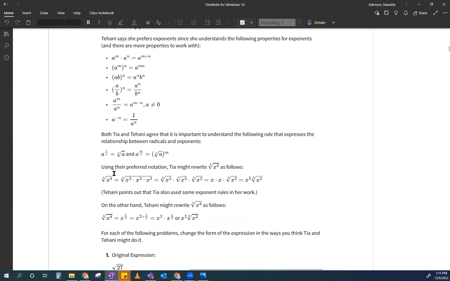Okay. So the next part, it says, using their preferred notation, Tia might write the cube root of x to the eighth as follows. She'll say the cube root of x to the eighth is equal to the cube root of x cubed times x squared. Ms. Johnson, where'd she get x cubed, x squared? Anybody see, where did Tia get x cubed, x squared?